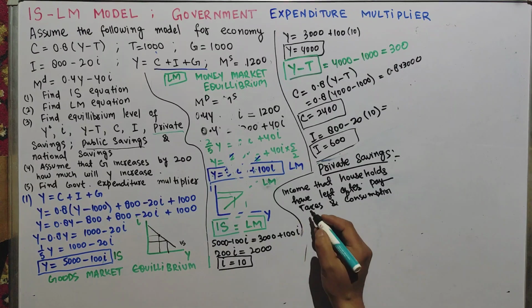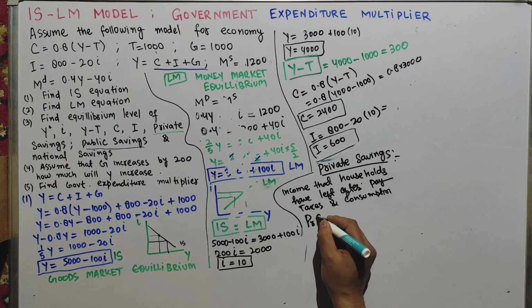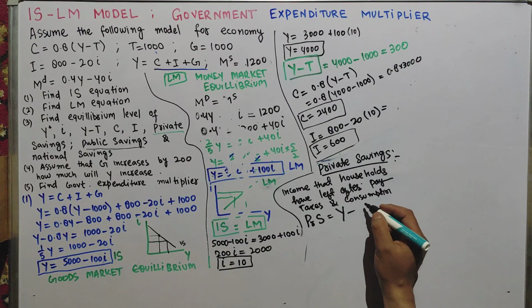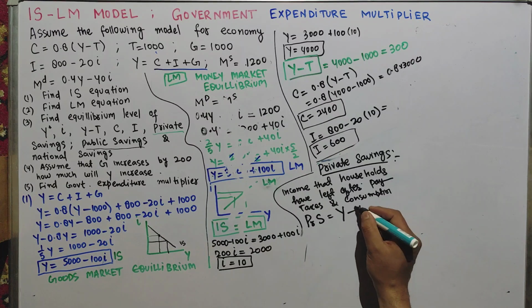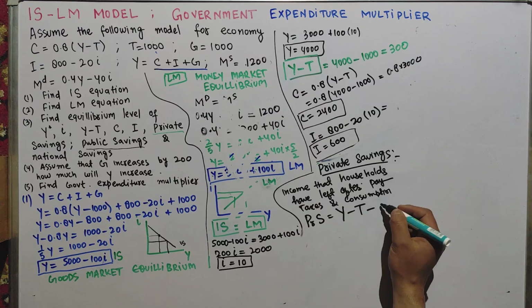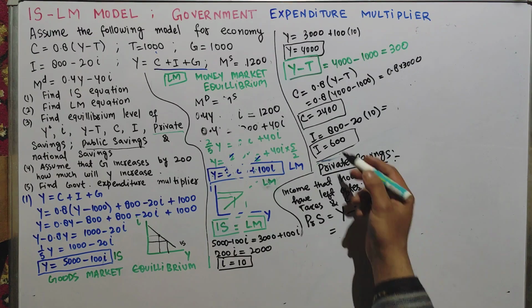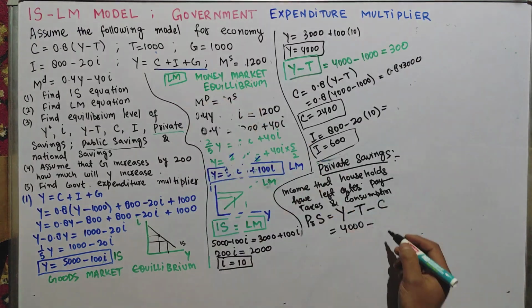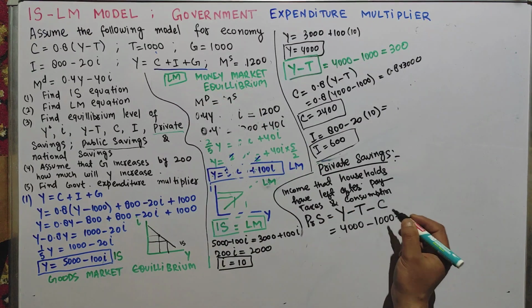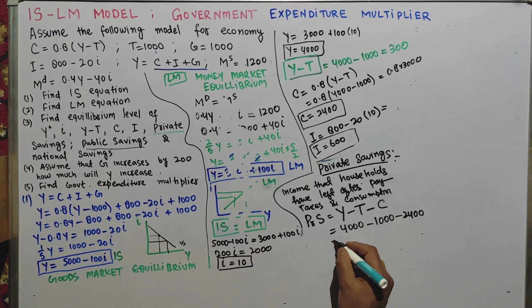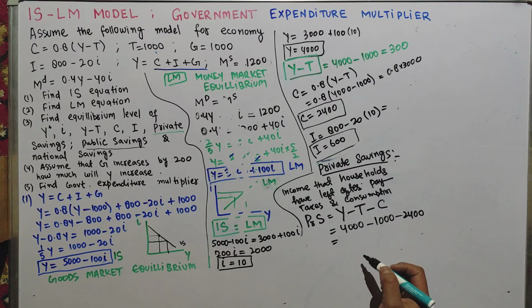Let us denote the private savings as PRS. It is equal to the total income minus the taxes paid minus the amount paid for consumption. The equilibrium level of income we calculated as 4,000, the taxes are 1,000, and we found the total consumption in this equation to be 2,400 in the earlier video. So private savings will be equal to 3,000 minus 2,400, which is equal to 600.